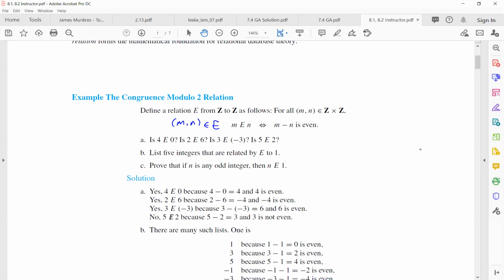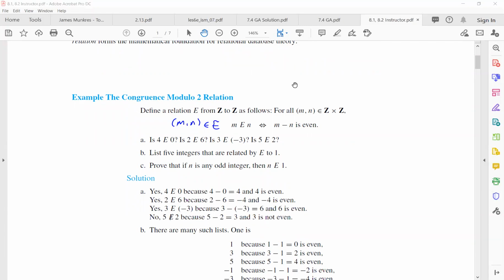The question says, first of all, is 4 in relation with 0 through E? Is 2 in relation with 6 through E? Is 3 in relation with -3 through E? And also, is 5 in relation with 2 through E?